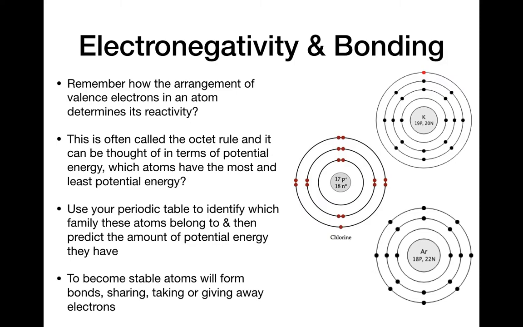So to become stable, to reach that full octet, atoms will do different things. There's three options to form a bond. They're going to either share electrons, take electrons, or give away electrons to form a bond and then become stable. And of course, when I say electrons, I'm talking about valence electrons. It's only those valence electrons in the outer orbital that will do this. Other electrons in the inner orbitals don't go anywhere. They're stuck.